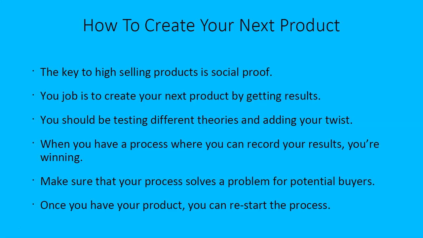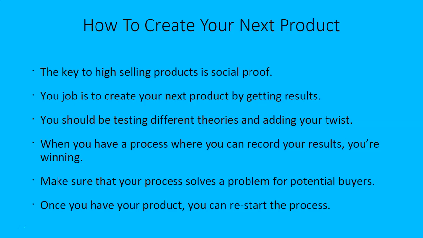So the question then is, how do I keep creating products? The key to high selling products is social proof. Now, you might think that it's new ideas, and it isn't. The key to high selling products is that you can take an existing idea and add your twist to it if you can prove that you have made money with it. So in other words, you are going to take maybe two methods, combine them, use them in order to make money, and build social proof.